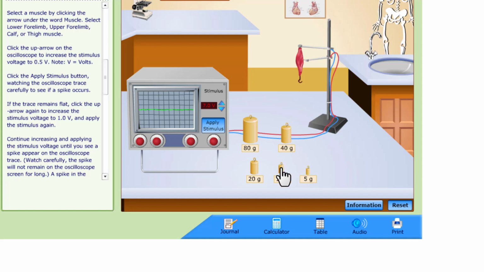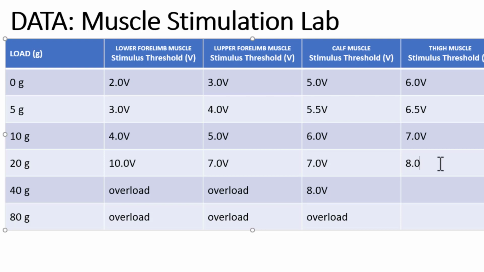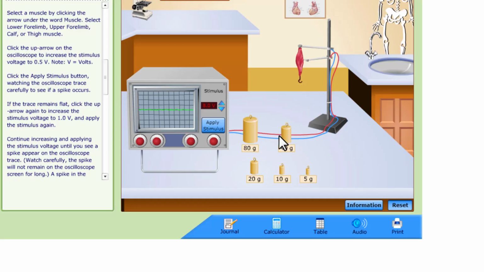Let's remove the 10-gram weight and add the 20-gram weight, and continue applying increasing amounts of stimulus. We find that the threshold stimulus for this muscle with the 20-gram load is 8 volts. Let's remove the 20-gram weight and add the 40-gram weight. Let's increase our stimulus to find the threshold. We find that the threshold for this muscle with the 40-gram load is 9 volts.